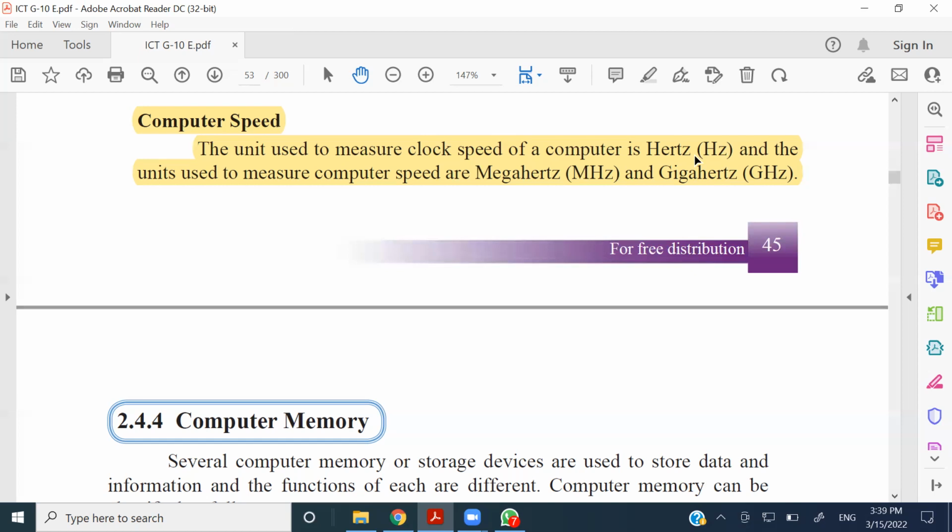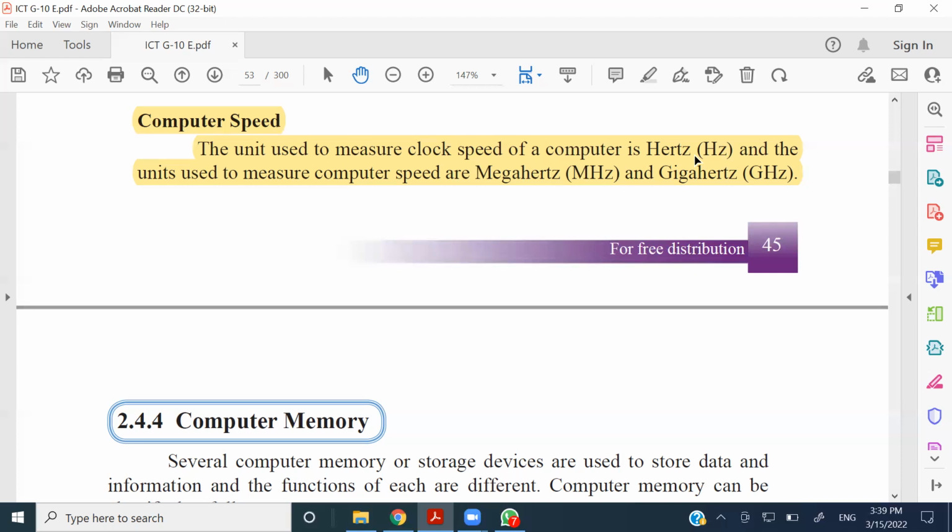So if the CPU executes one particular instruction per second, its speed is going to be 1 hertz. So if it executes 10 instructions per second, its speed is going to be 10 hertz. And if it executes 1000 instructions per second, the frequency is going to be 1000 hertz, which is equal to 1 kilohertz.